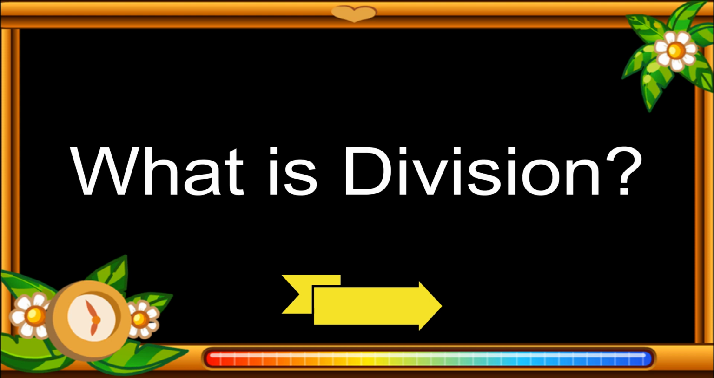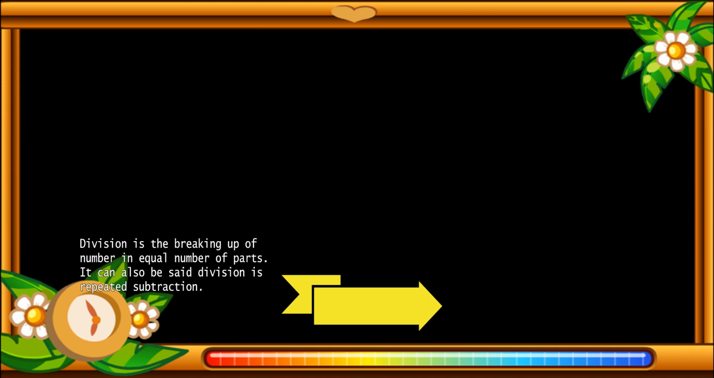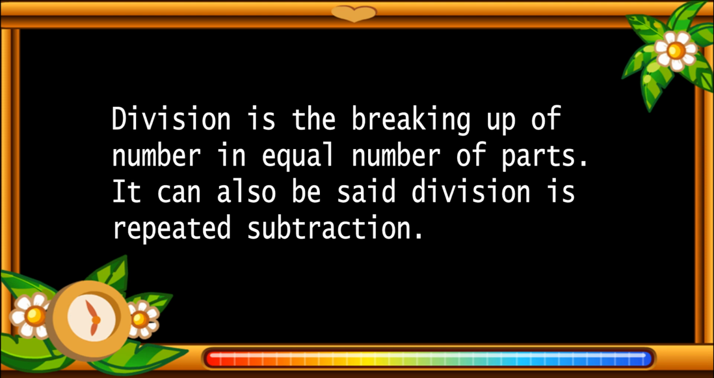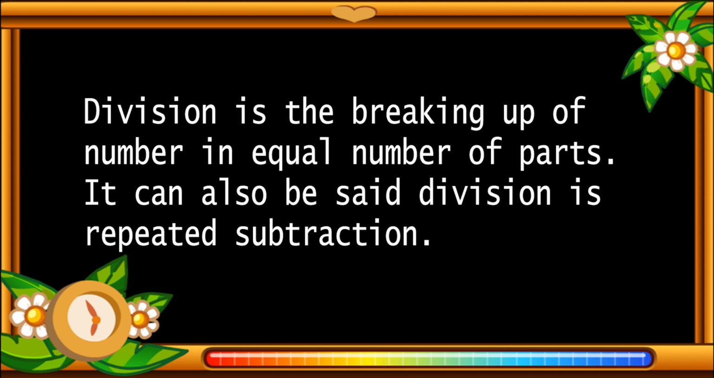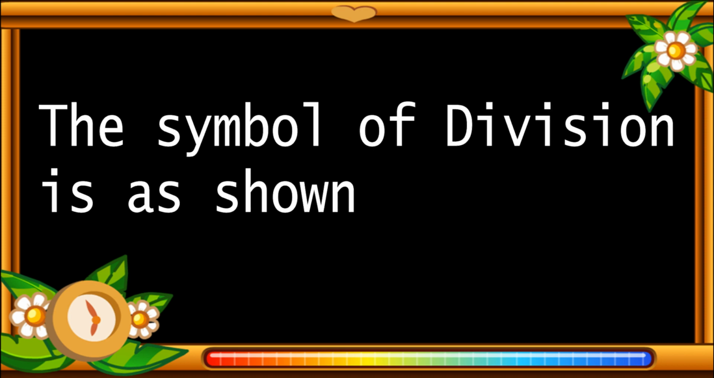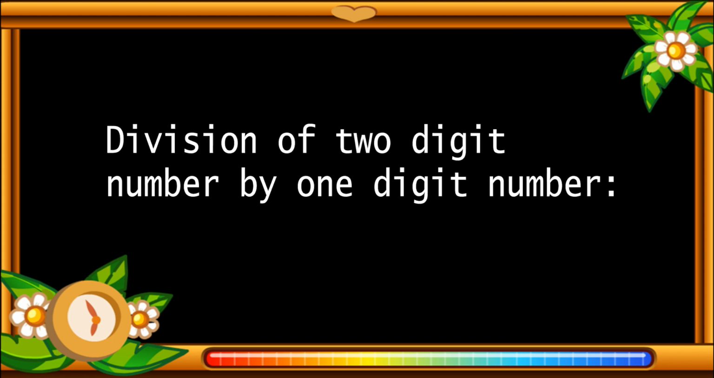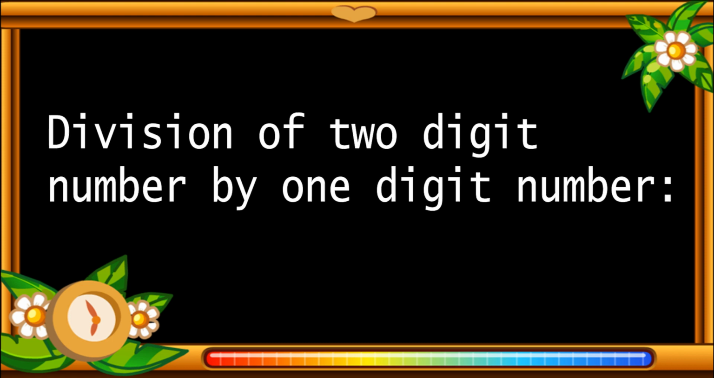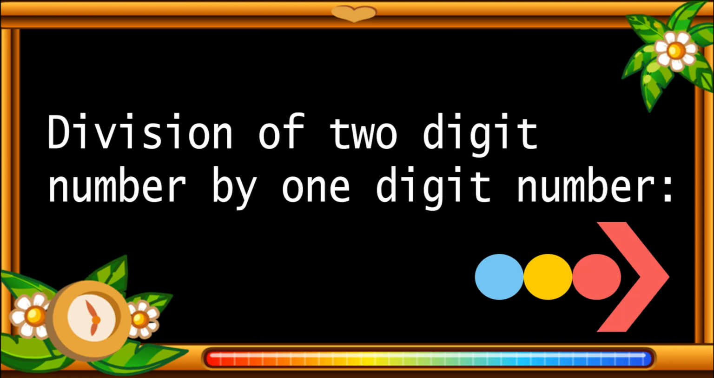What is division? Division is the breaking up of number in equal number of parts. It can also be said division is repeated subtraction. The symbol of division is as shown. Let's look at the division of two-digit number by one-digit number.